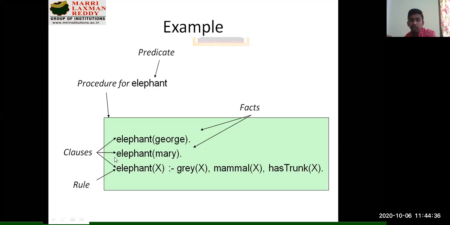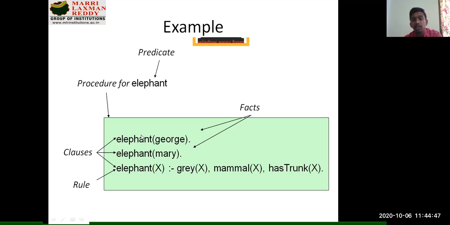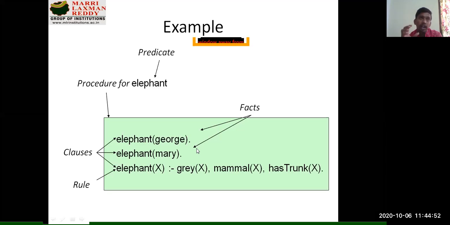Mary is the wife of George and she's also owner of elephant. Likewise, we'll be having some set of statements and we have converted those statements into some clauses, or we call it facts. So now all these facts have been defined, and now we are going to define a rule to specify about some elephant. So I'm saying elephant of X, X indicates anything here, X is not predefined here. Now this symbol, colon hyphen, indicates the if condition in the Prolog language.